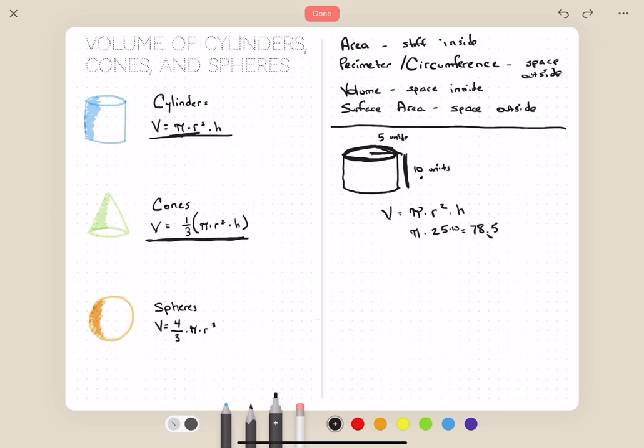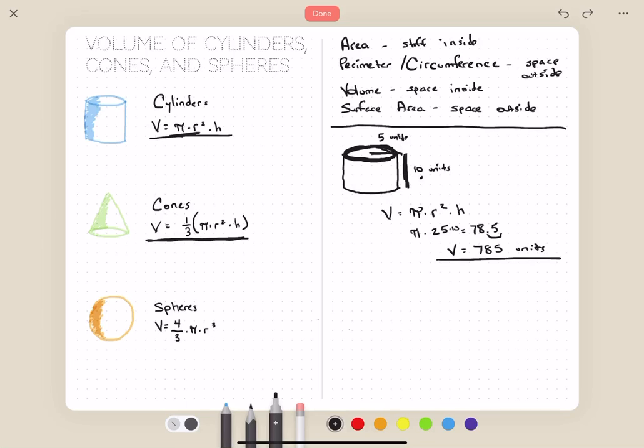And so that gives us one decimal place to the right. So our volume is 785 units. And that's it. So we take the area of the circle, we just multiply it by the height of that cylinder. Okay? It's really that easy.